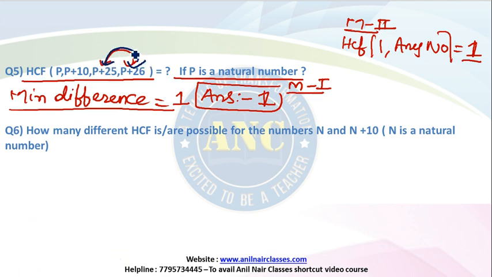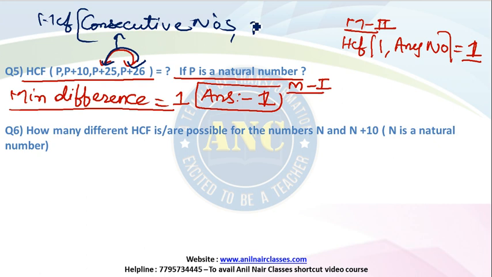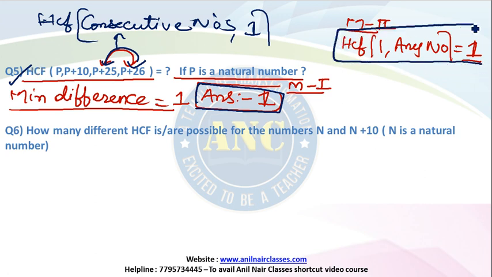These both are consecutive numbers. Consecutive numbers' HCF is 1. So P plus 25 and P plus 26 are consecutive numbers, and their HCF is 1. So the answer is 1. HCF of 1 with any natural number is 1.